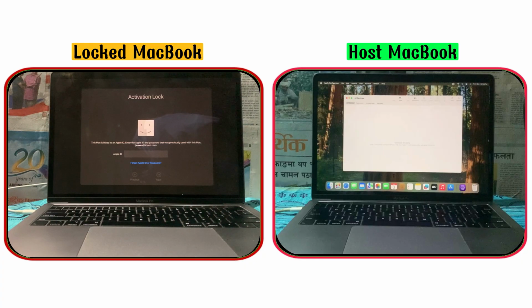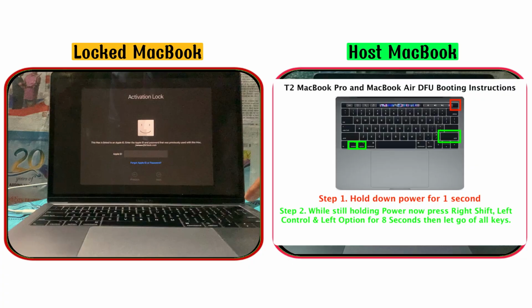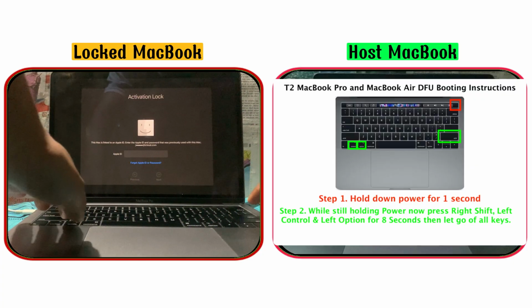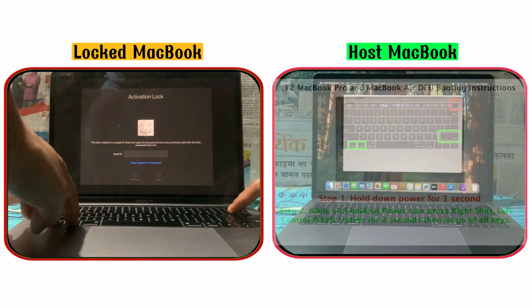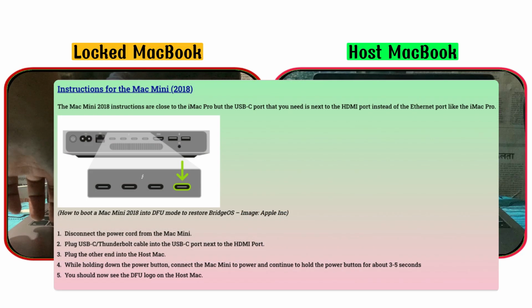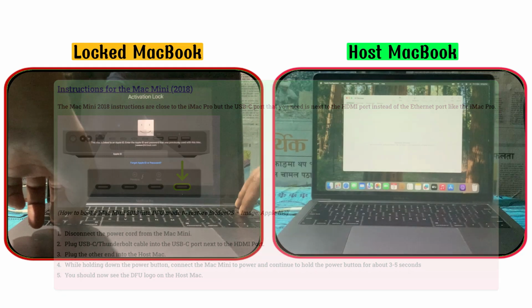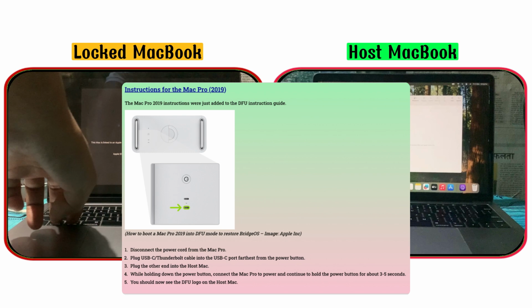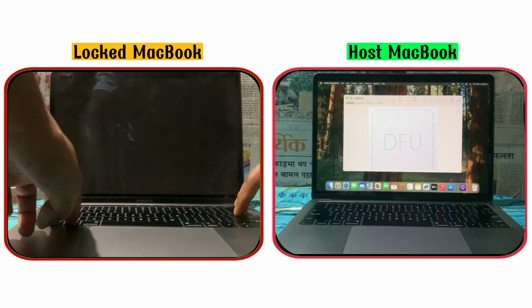Now, put the locked MacBook into the DFU mode. For that, hold down the power button for 1 second, and while still holding the power button, press right shift, left control and left option keys for 8 seconds until it shows the DFU screen in the Apple Configurator app on the host Mac. You can also check out the screen to know DFU key combination for other Mac models.